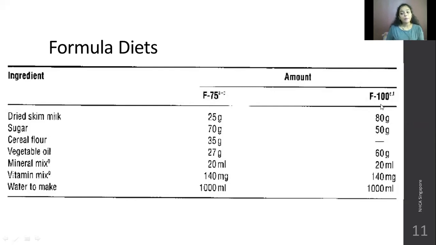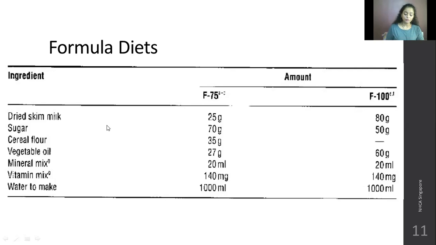100 ml of F100 will give 100 kilocalories. It is given in the textbook. Read that paragraph, you will understand. So these are the things that these two formulas are made up of. Locally available, easily available, inexpensive items are used for making F75 and F100.